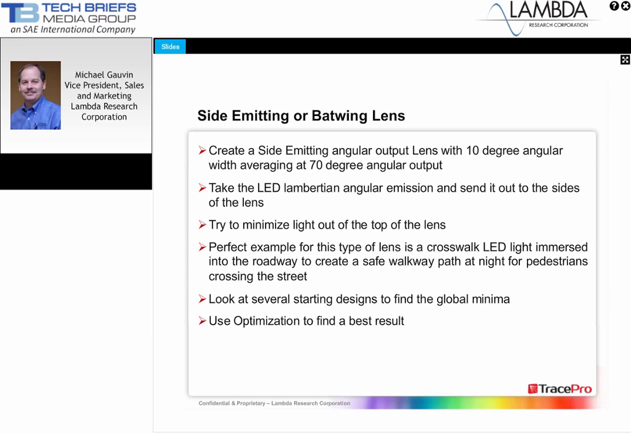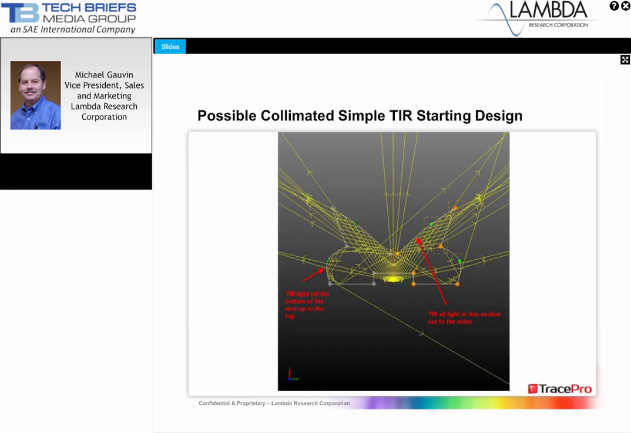If we were creating a crosswalk where we're going to embed the lens into the roadway, you'd want oncoming drivers and the people walking as pedestrians across this crosswalk to be able to see it. So we're going to look at a starting design. We're going to go ahead and optimize it. And we're going to see what we can find in terms of a best result.